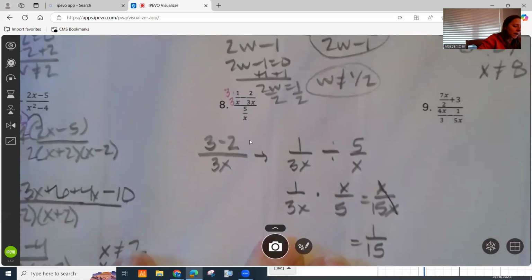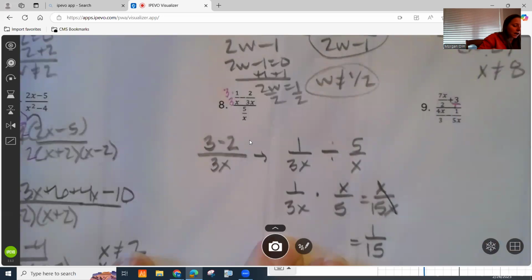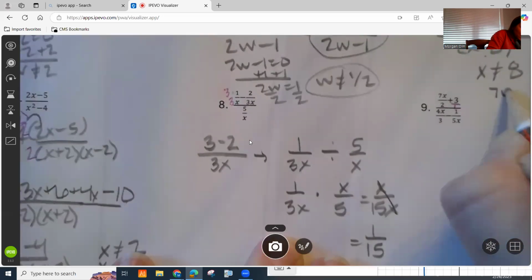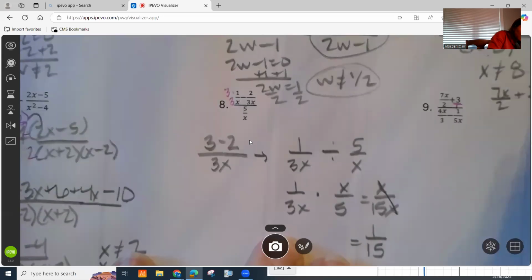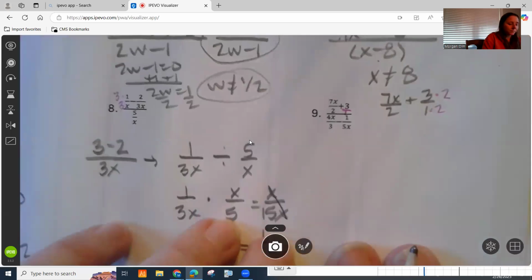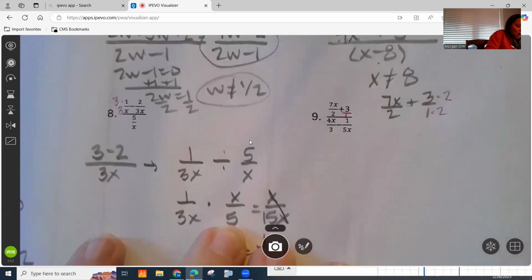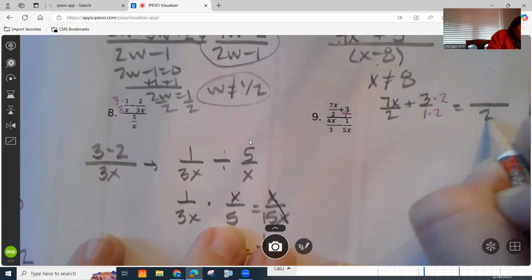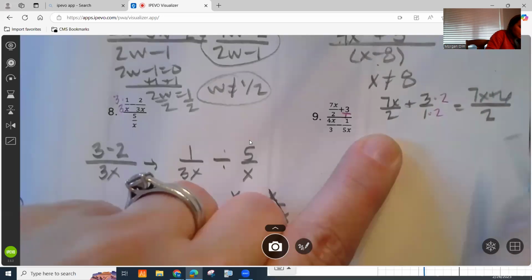Okay, now let's talk about this one right here. Now, this is 3 over 1. I'm going to do the numerator, get a common denominator. So this is 7x over 2 plus 3 over 1. Well, here, if I multiply this by 2, top and bottom. Oops, y'all can't see that. Let me clear this up a little bit. There we go. All right, so this equals, my common denominator is 2. All right, this is 7x plus 6.